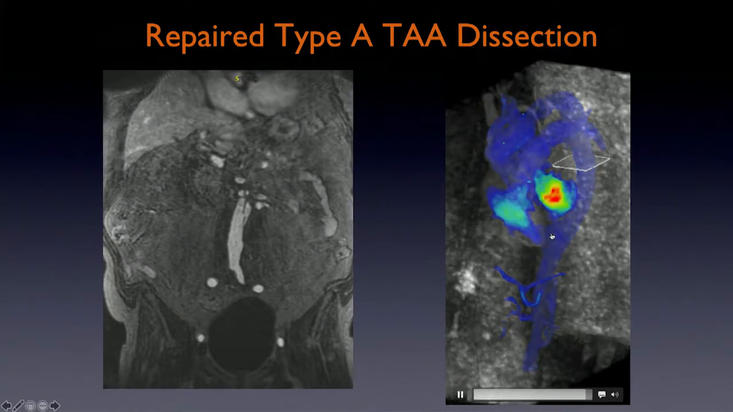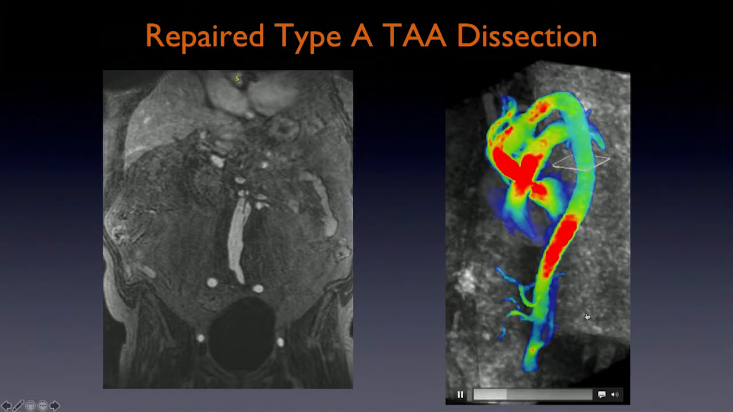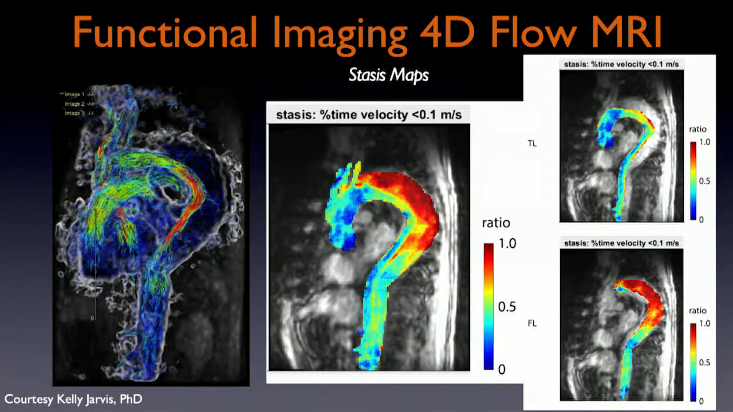So there's forward flow into the dissected segment here. There's retrograde flow into the dissected segment here. And there's renal arterial flow coming off the false lumen that's maintaining the patency of this segment. And getting that information, I think, from CT is challenging.